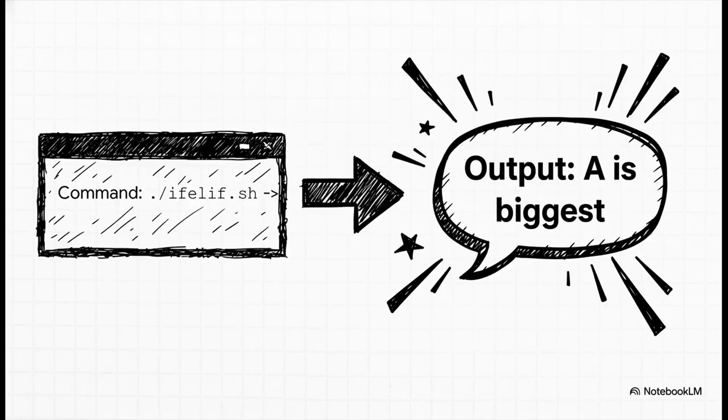All right, so once we've given it the keys, we run it. We type in that little command, ./ifelif.sh, we hit enter, and boom! The script does its thing, follows the logic we gave it, and tells us A is biggest. Which makes sense, right? 1,000 is bigger than the others. And just like that, you see the direct link between the code you wrote and the decision the computer made.